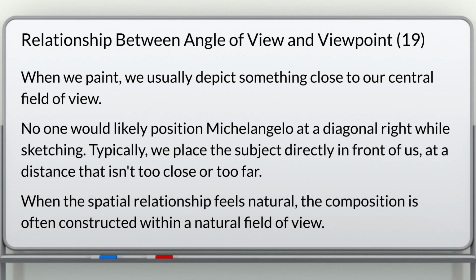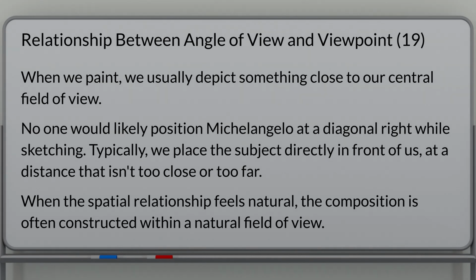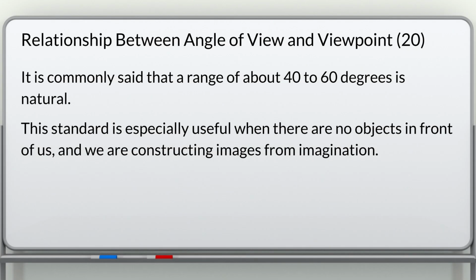When we paint, we usually depict something close to our central field of view. No one would likely position Michelangelo at a diagonal right while sketching. Typically, we place the subject directly in front of us, at a distance that isn't too close or too far. When the spatial relationship feels natural, the composition is often constructed within a natural field of view. It is commonly said that a range of about 40 to 60 degrees is natural.